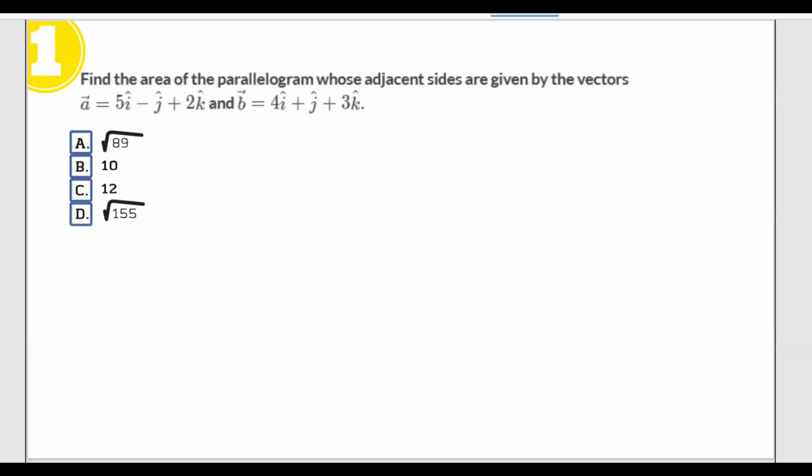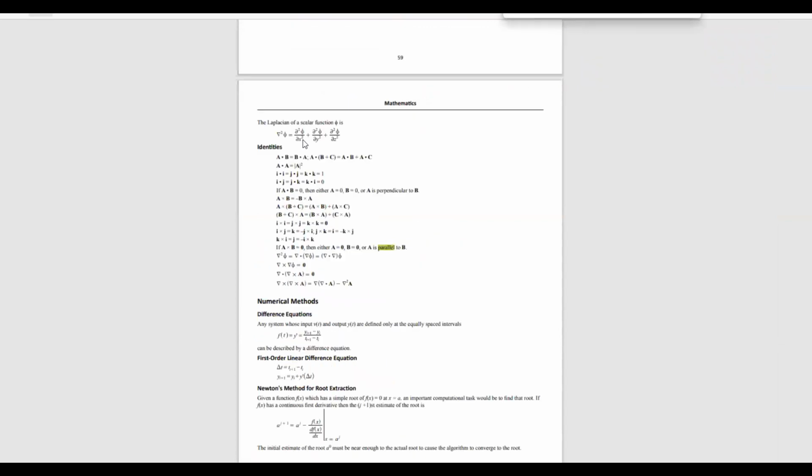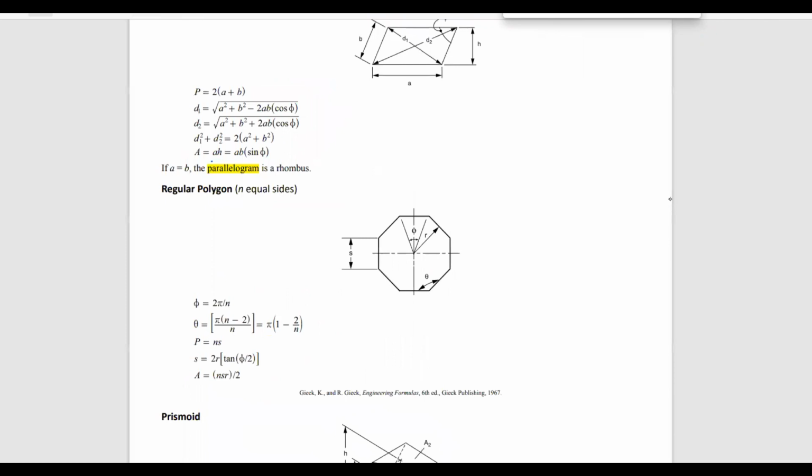Find the area of the parallelogram whose adjacent sides are given by the vectors A equals 5i minus j plus 2k, and B equals 4i plus j plus 3k. So first off, I would like to go to the FE handbook, if you don't know it, and find the area of the parallelogram. Let's see if I can find it. There you go. So the area of the parallelogram is over here, and we're given two options.